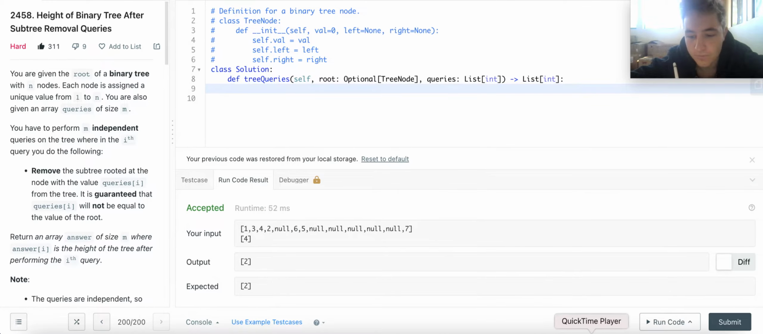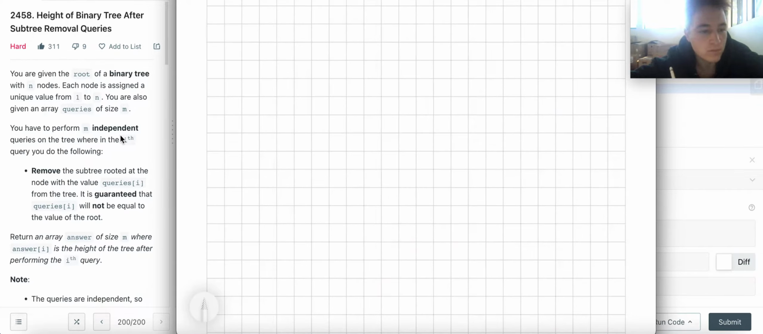Okay. Let's get right into the problem. So you're given the root of a binary tree with n nodes. Each node is assigned a unique value from 1 to n, okay? So there's a unique way to reference each node in this tree. You're also given an array queries of size m.